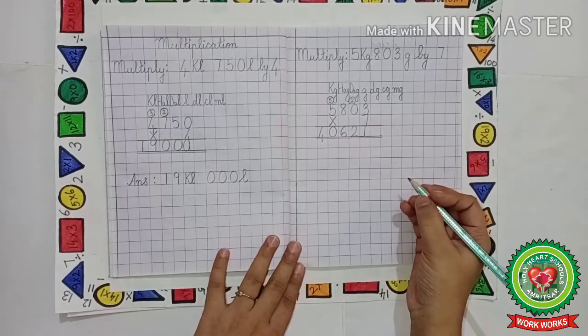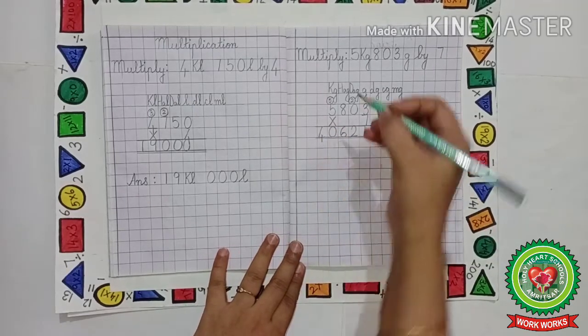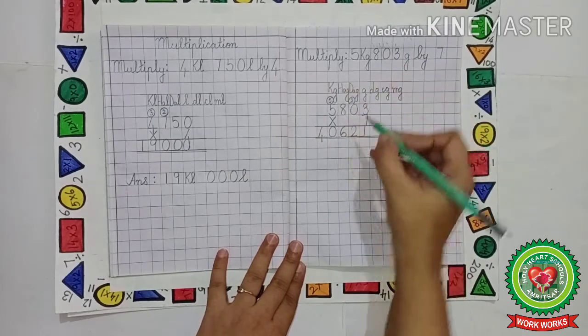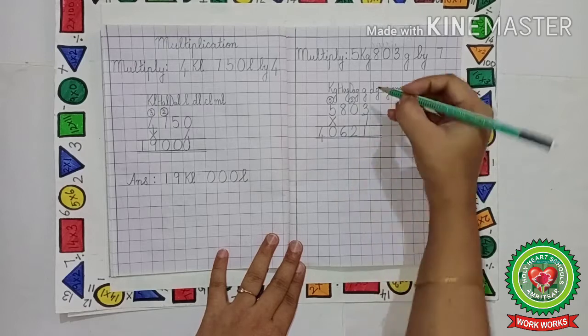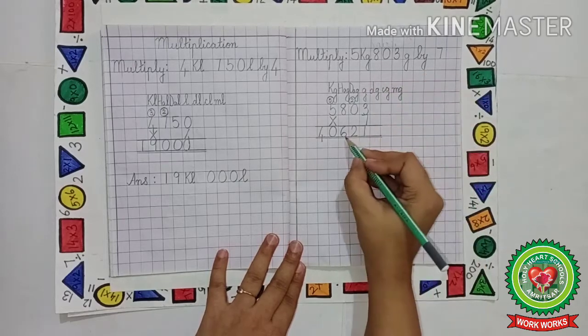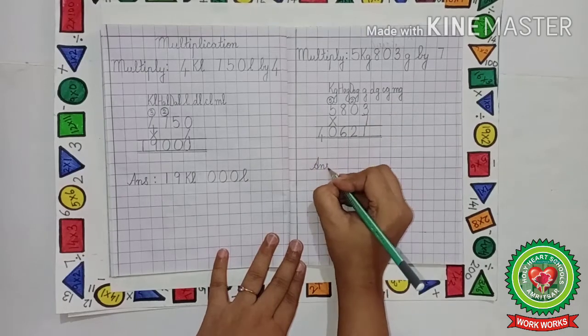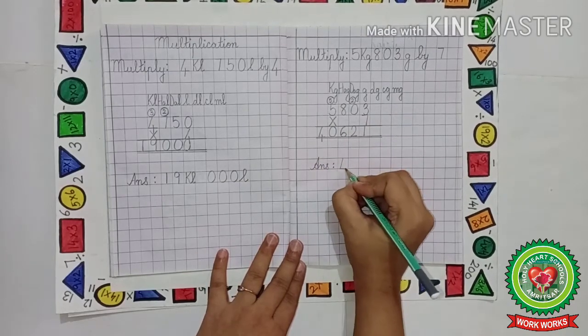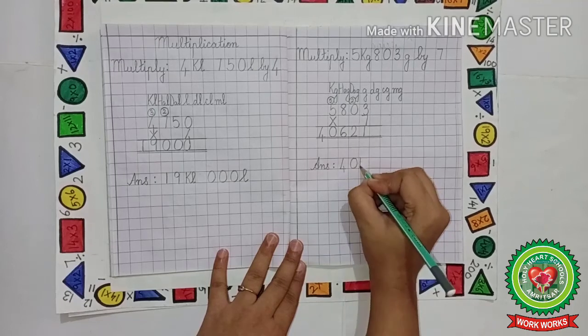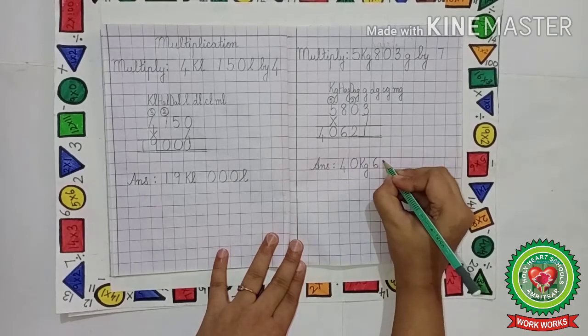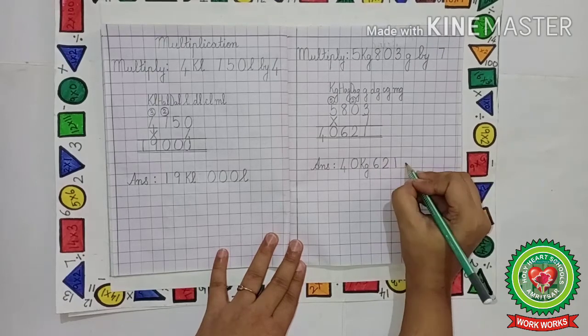So what is the answer? 40 is coming under kilograms place, so it is 40 kilogram. And 621 is coming under grams place, so it is 621 gram. So the answer is 40 kilogram and 621 gram.